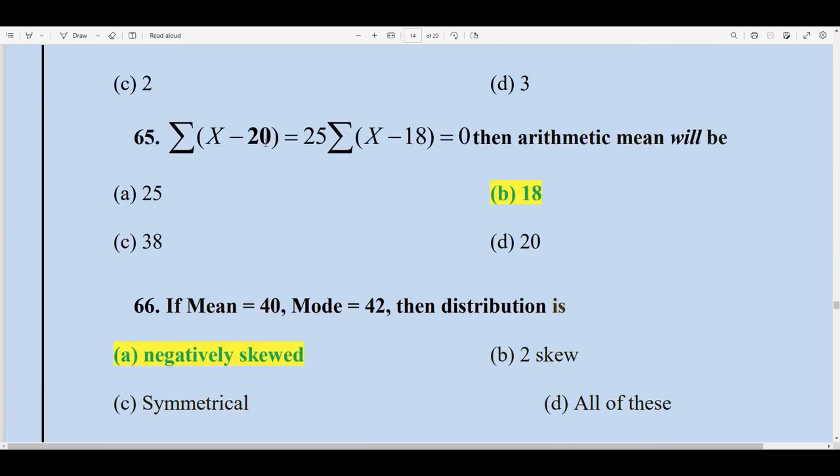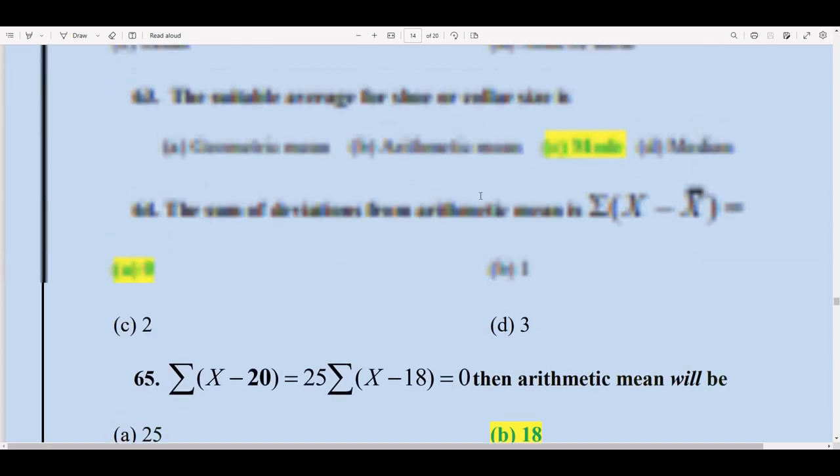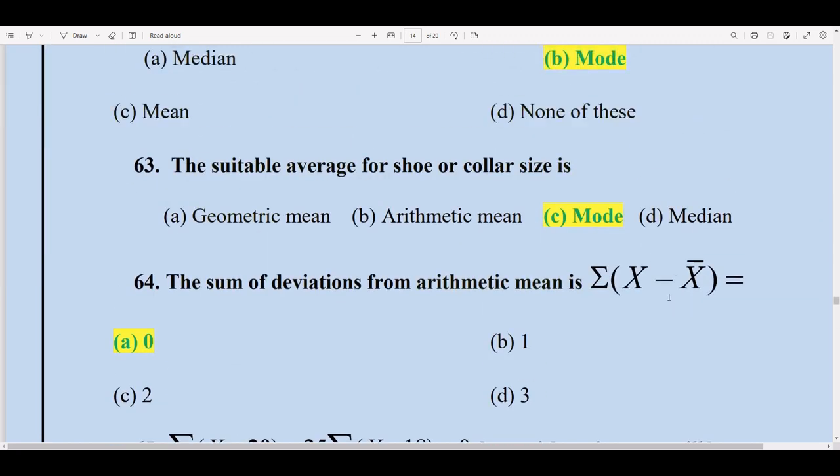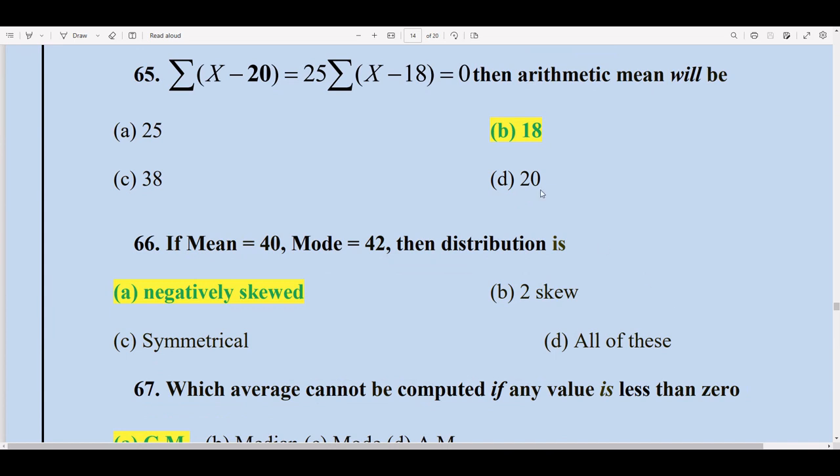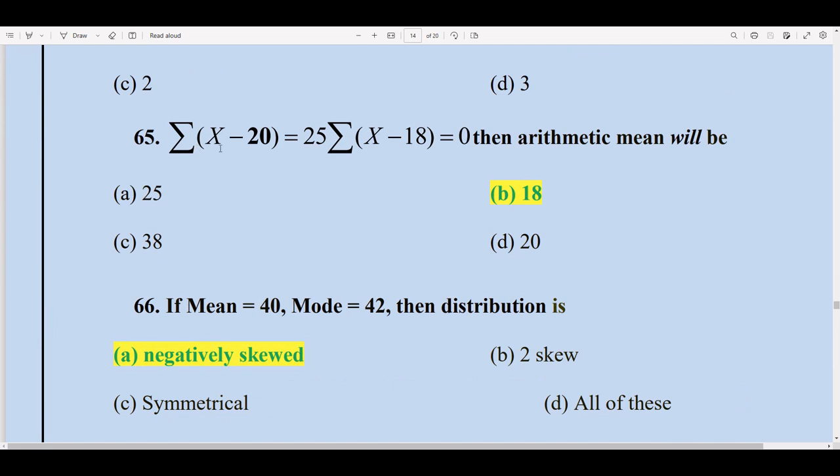Sum of (x - 20) is equal to 25, and sum of (x - 18) is equal to 0. Its mean is 18, because the sum of deviations from the mean is equal to 0. In the first equation, summation (x - 20) is equal to 25, which is not 0, so 20 is not the mean of x. The other sum, (x - 18), is equal to 0, so 18 is the mean.